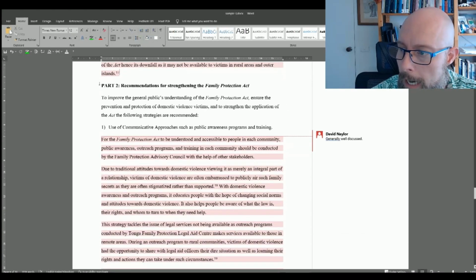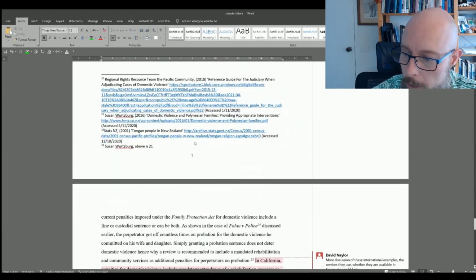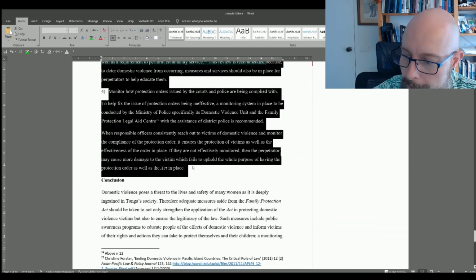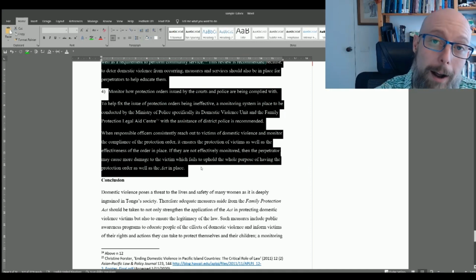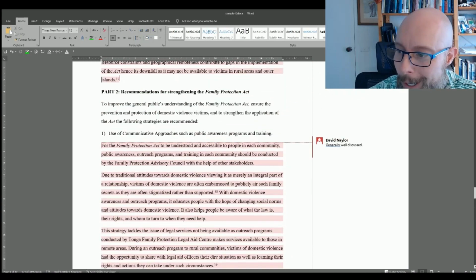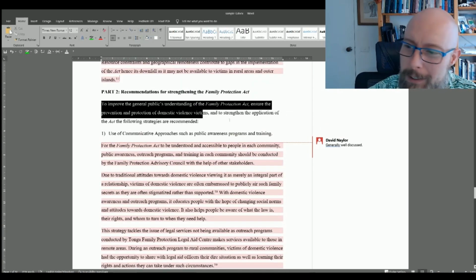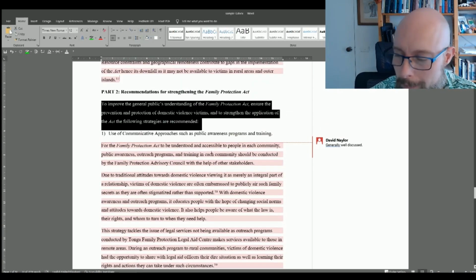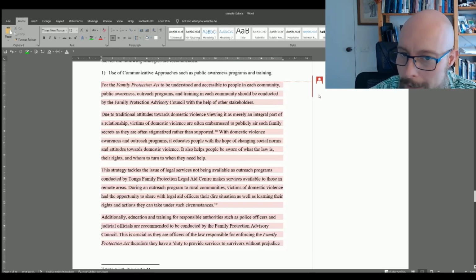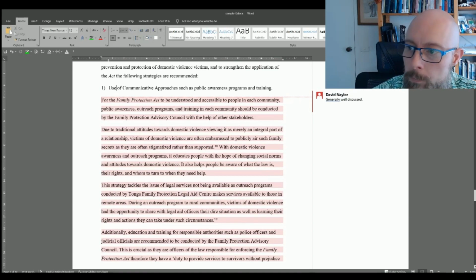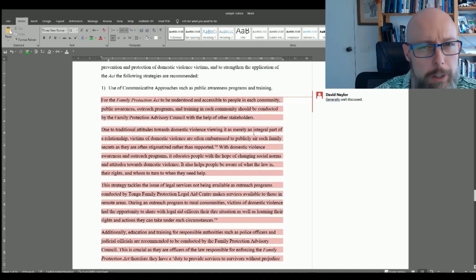And then this recommendation section, it looks pretty good, doesn't it? Oh, great. Look at that, nearly 1,000 words. Huge chunk of the paper. That's what I like to see. So, these are the strategies that are recommended. You wouldn't really, there'd be other ways of doing this. So generally well discussed. So, communicative approaches.